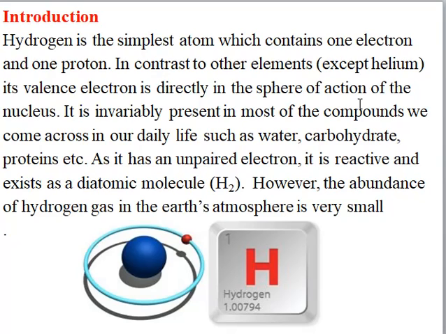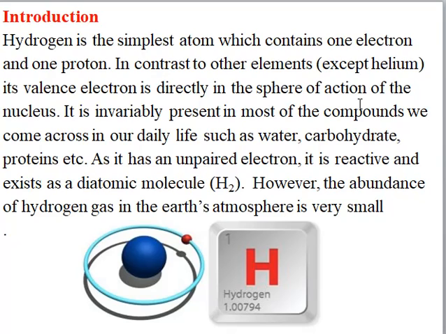Even when you say element, we usually say octet, that is, the outermost orbit contains 8 electrons. The only 2 elements which cannot attain the octet are hydrogen and helium. Both are first period elements. Hydrogen contains only 1 electron and helium contains 2 electrons. 2 means it is completely filled, and in hydrogen it is half filled. So its valence electron is directly in the sphere of action of the nucleus.